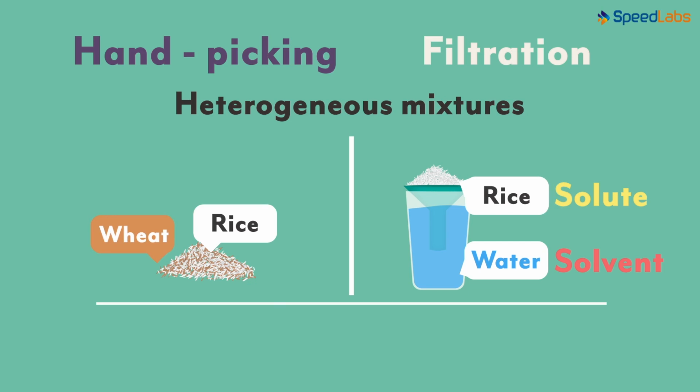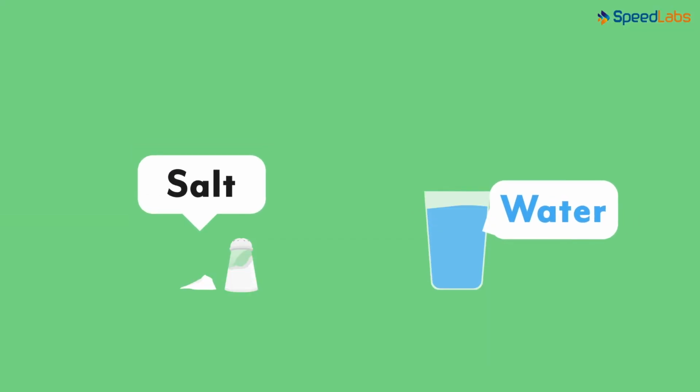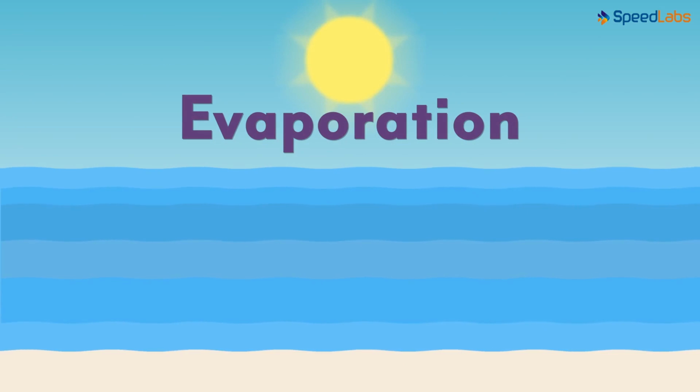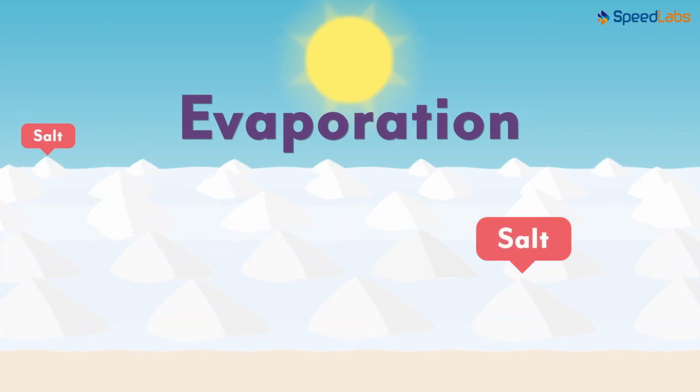But what about mixtures where the solute and solvent have completely dissolved to make a solution? Yes, I'm talking about homogeneous mixtures. An example is a solution of salt and water. Well, how do people get salt in the salt pans of a country? The answer is simple. Evaporation helps separate salt from water. When salt water is heated, the water molecules evaporate and salt is left behind.